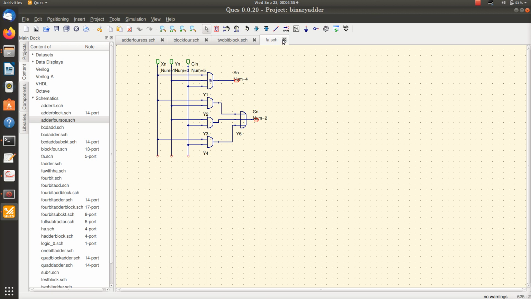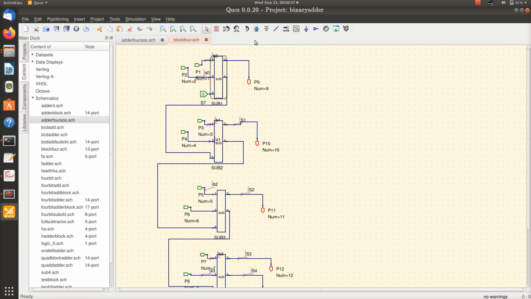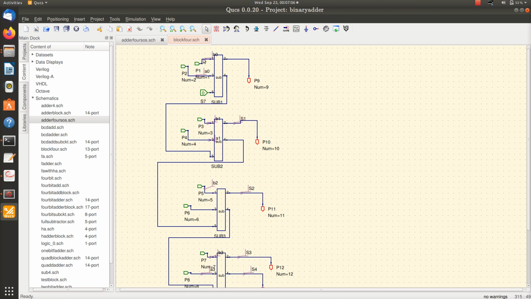So this full adder I used to create the circuit. I make 4 instances of this full adder. Here these 3 are my inputs for each full adder. These are my input bits, and this is my carry input. This is my sum output, and this is my carry output. This carry output is connected to the carry input of the next stage. Here I apply input and output ports to make it a sub-circuit.